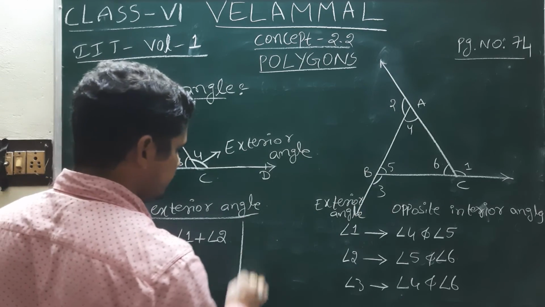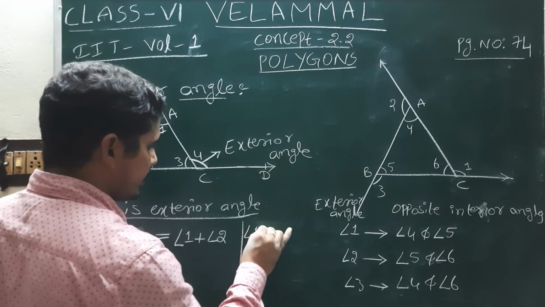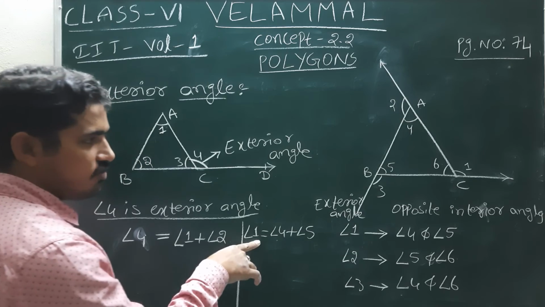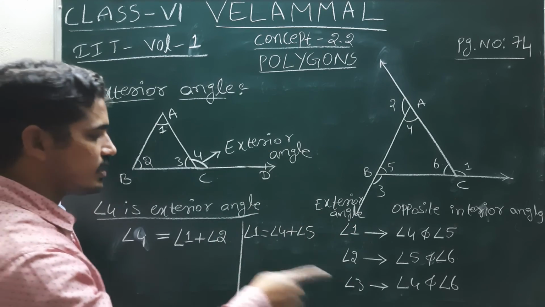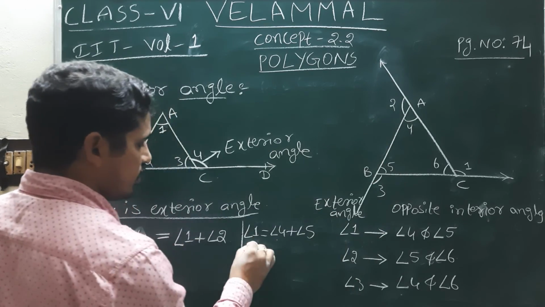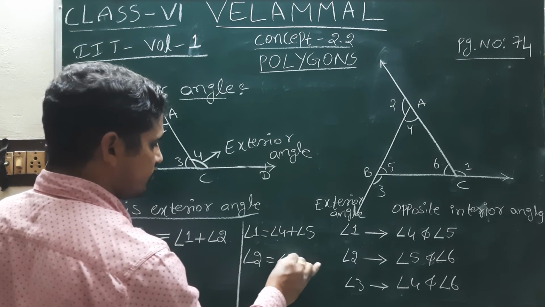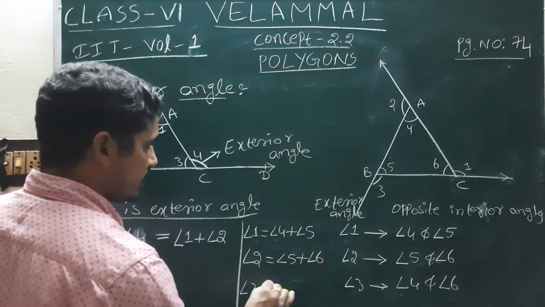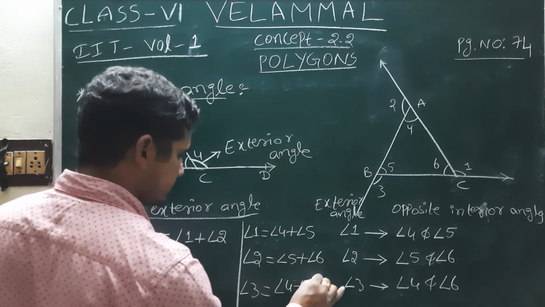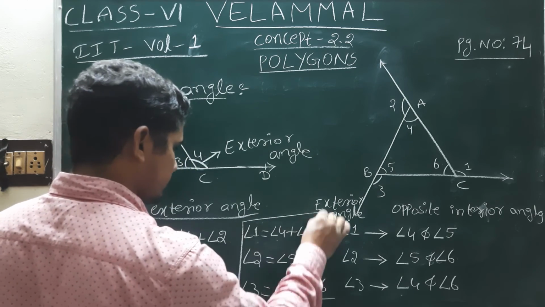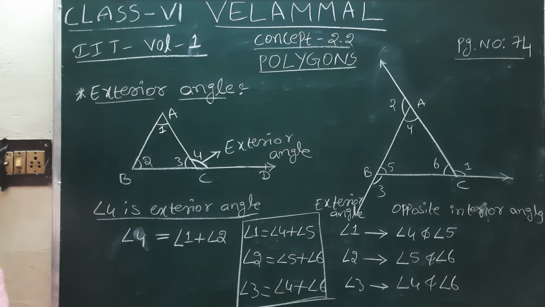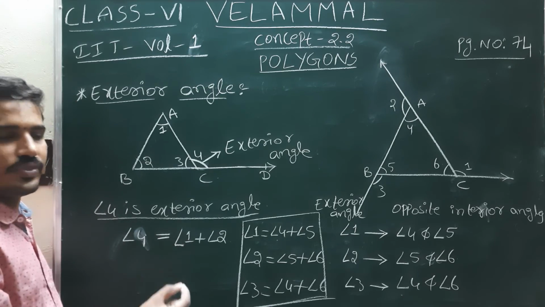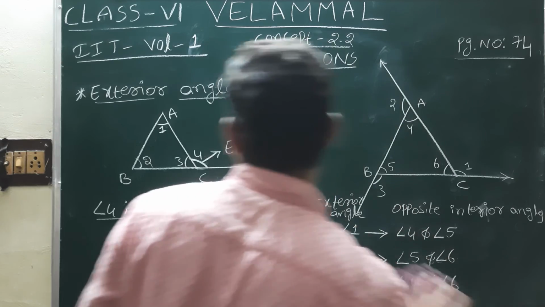Coming to this diagram, angle 1 we can say as angle 4 plus angle 5. So angle 1 is the exterior angle, one side of the exterior angle, so it is equal to these two. Or else angle 2 we can say as angle 5 plus angle 6. Or else we can say angle 3 is equal to angle 4 plus angle 6. It is a very important definition, that is, exterior angle is equal to the sum of opposite interior angles.